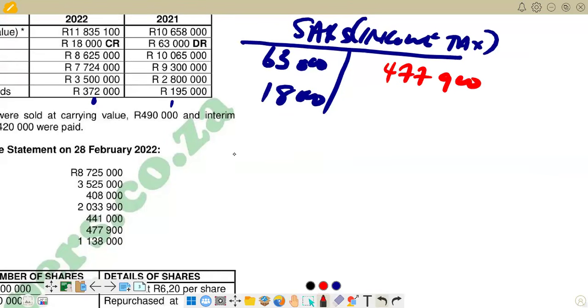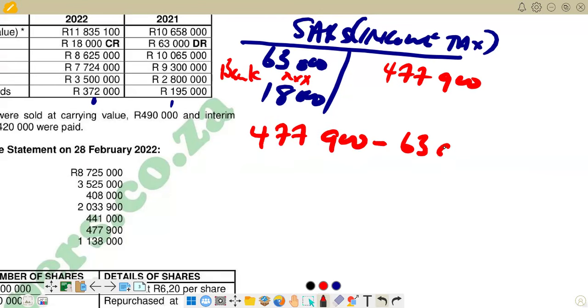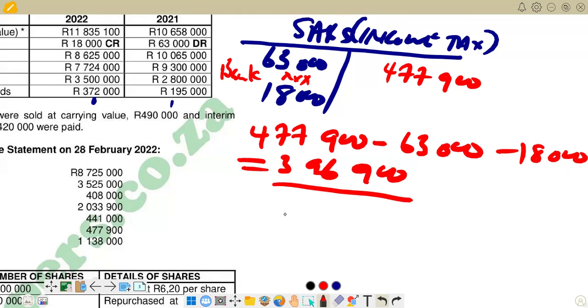Then on the calculation now, the figure that we are looking for is supposed to be here, which is our bank. So we're going to find it as a balancing figure. To find it, we're going to say 477,900 minus 18,000 minus 63,000. So basically, we are saying 477,900, then you subtract your 63,000, then you subtract your 18,000. So this is the calculation for our tax. And then if you calculate it correctly, you're supposed to get 396,900. So this is the figure that we have in terms of our tax. Then we can go and look for the next question.